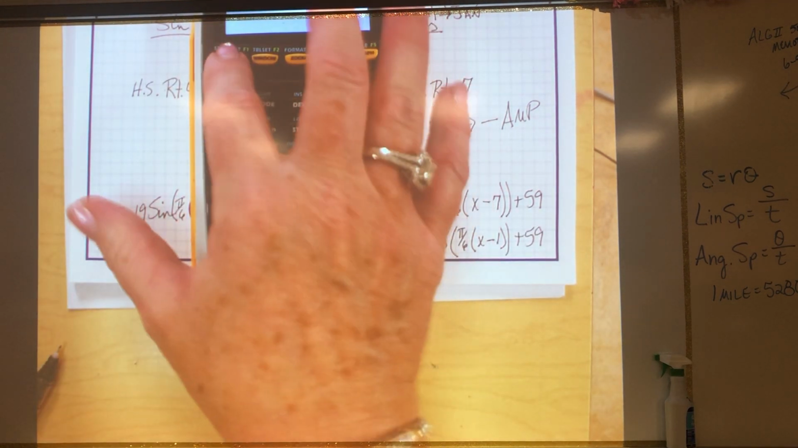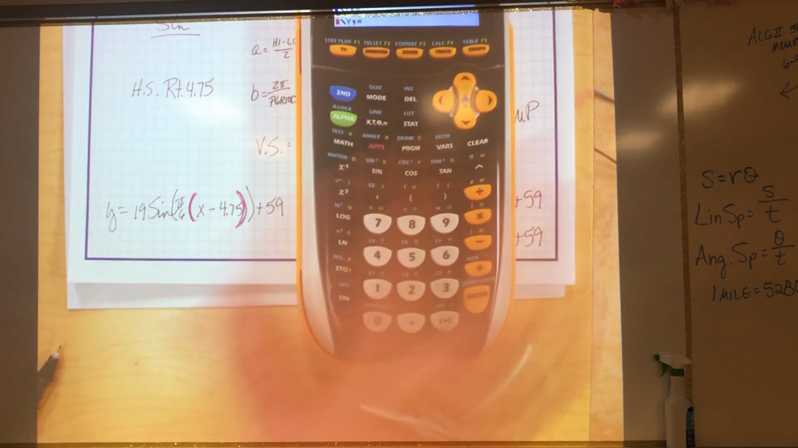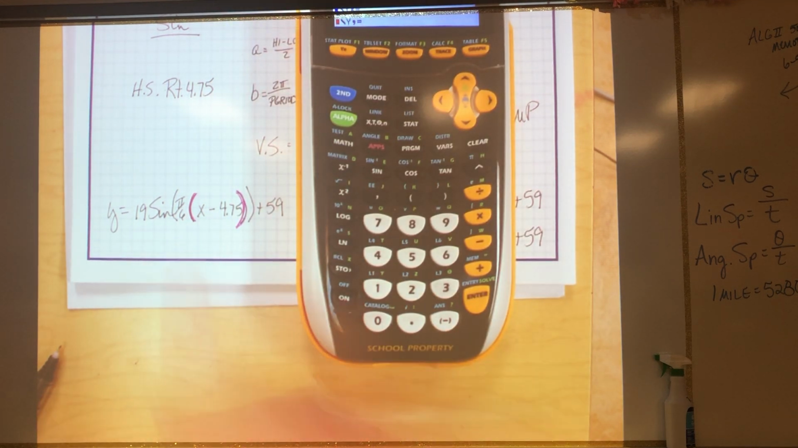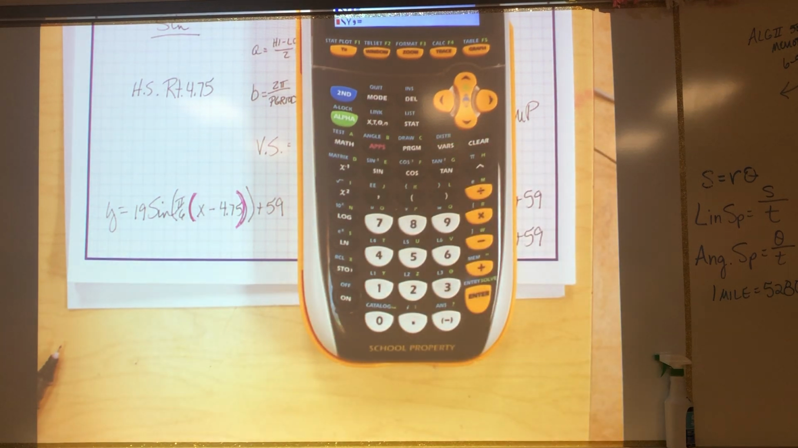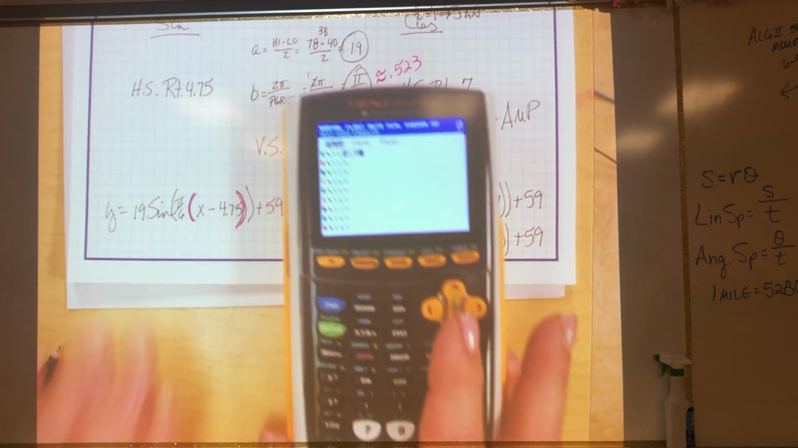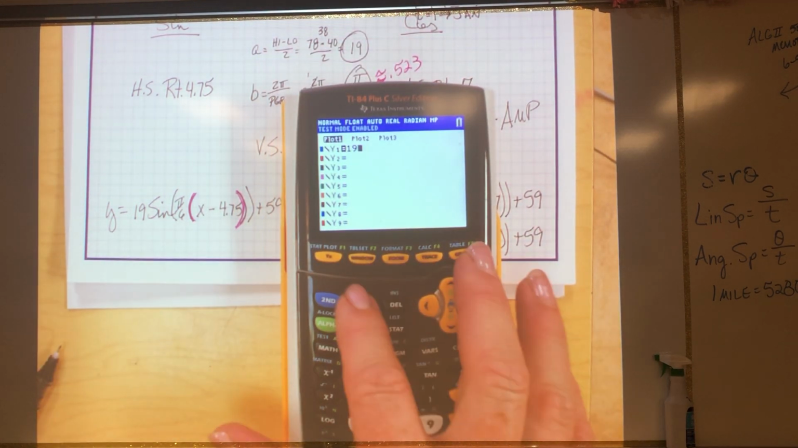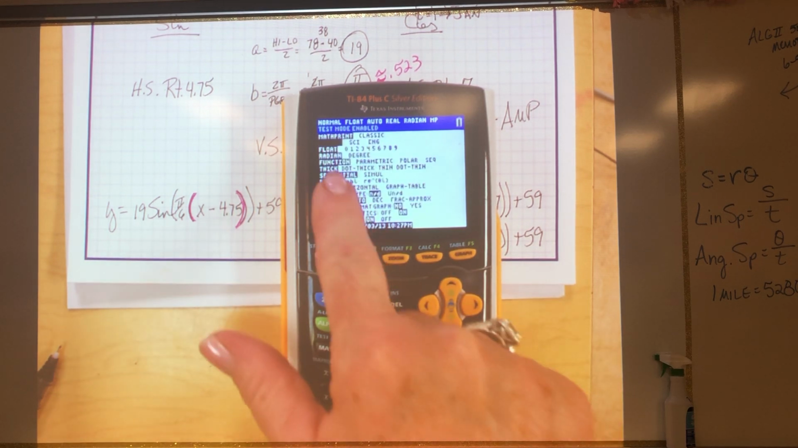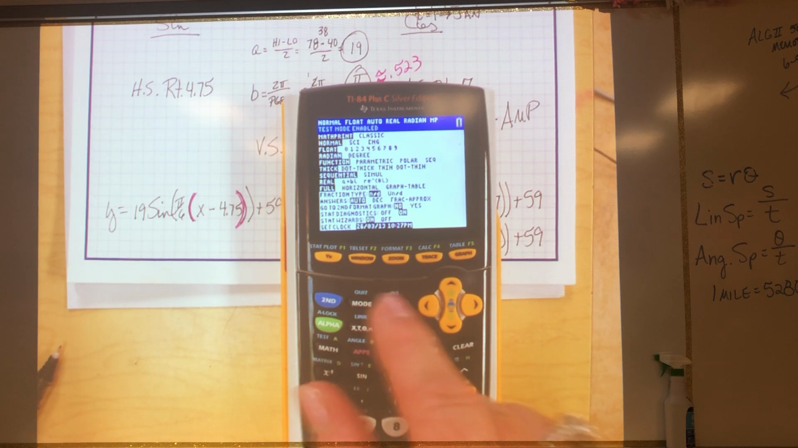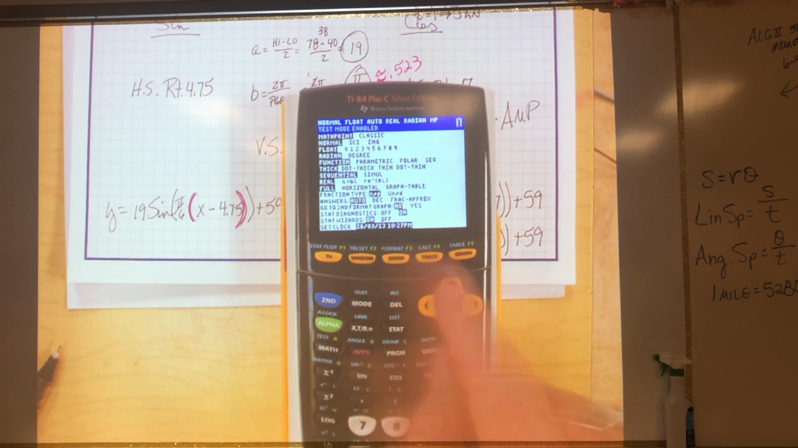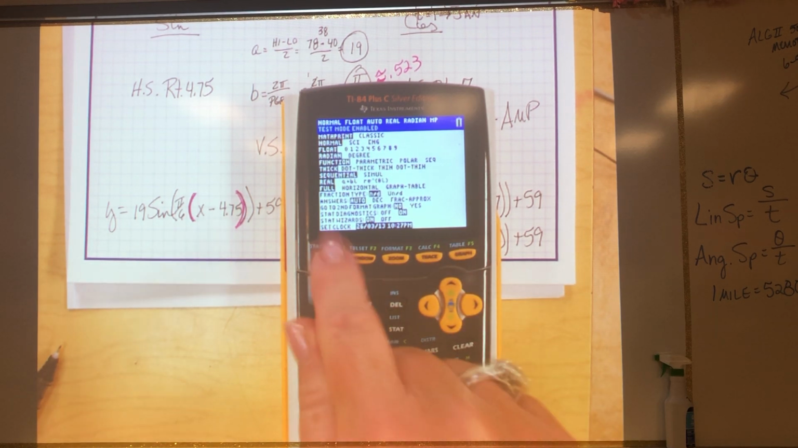So I'm gonna go back to y equals, and I'm gonna put this equation in. So I'm gonna go 19 times this. You need to make sure you're in radians. So if you can do that right now, punch mode and make sure you're in radians. If you're in degrees, it'll be bad, all right? So make sure you're in radians, and then go back to y equals.